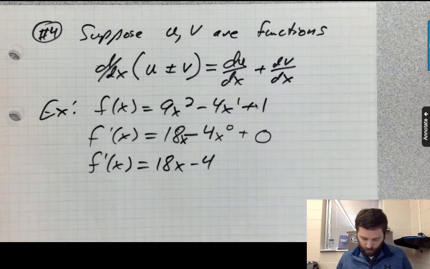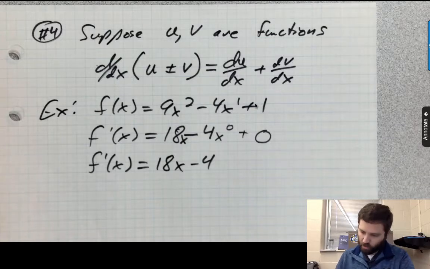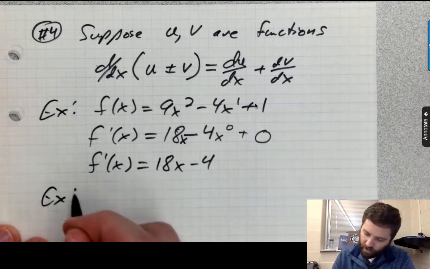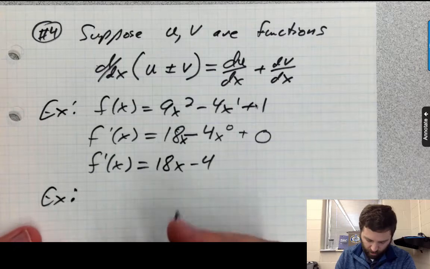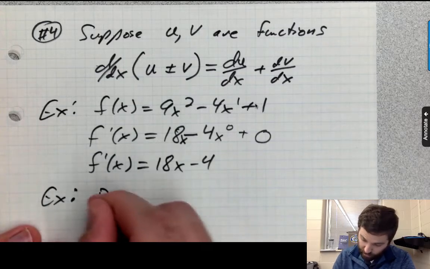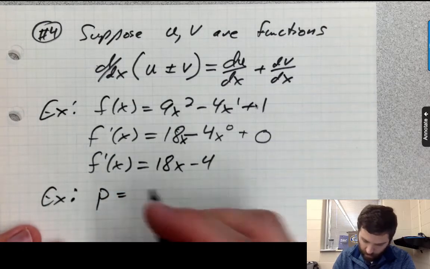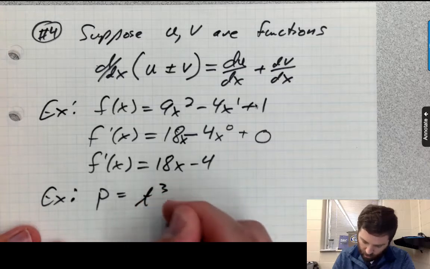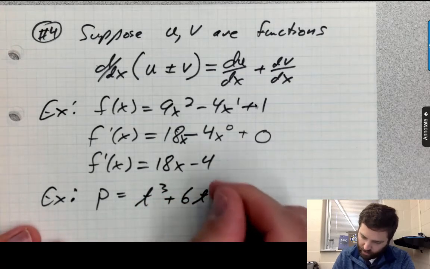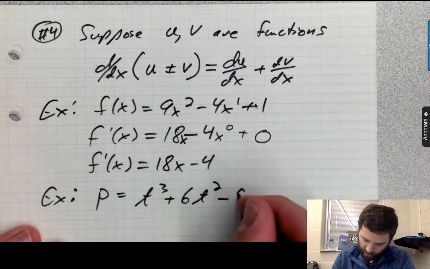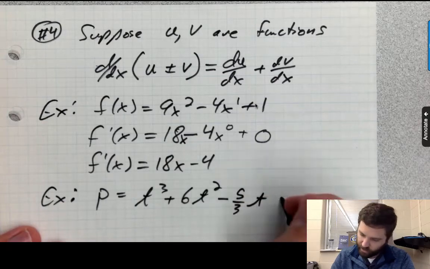Okay. I give you this one. You should try this one. So pause it, try it, and then see how it goes. I'm going to run through it real quick here, but the function that I'm going to give you is going to be different. It's going to be p equals t cubed plus 6t squared minus 5/3 t plus 16.